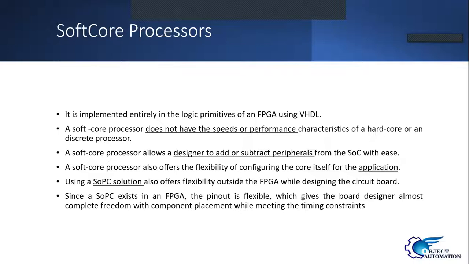The good thing about soft core processors is that you can add or subtract what you want from the processor. There is a core available to you. If you want to add an extra peripheral like USB, you can build that interface, or any type of interface you want, with that processor. So it provides flexibility to configure the core according to the very specific application of the processor.